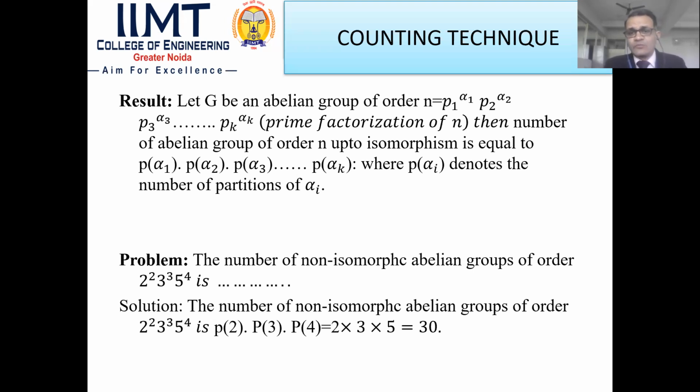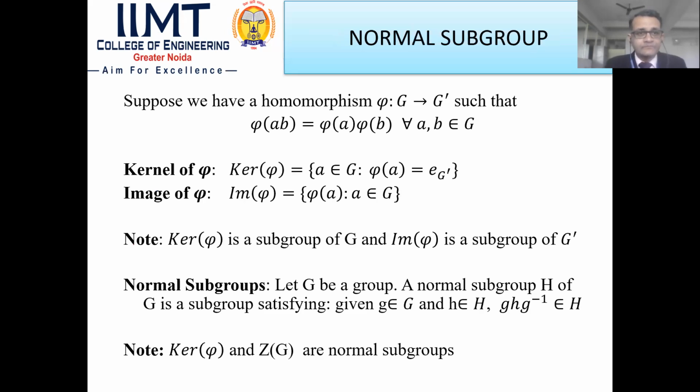The number of non-isomorphic abelian groups of order 2 raised to power 2, 3 raised to power 3, 5 raised to power 4 is equal to p(2) into p(3) into p(4). And clearly we can see that the partitions of 2 are 2, partitions of 3 are 3, partitions of 4 are 5. So the answer will be 30.